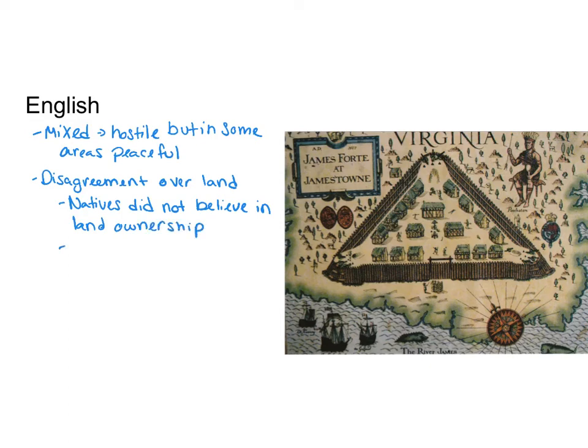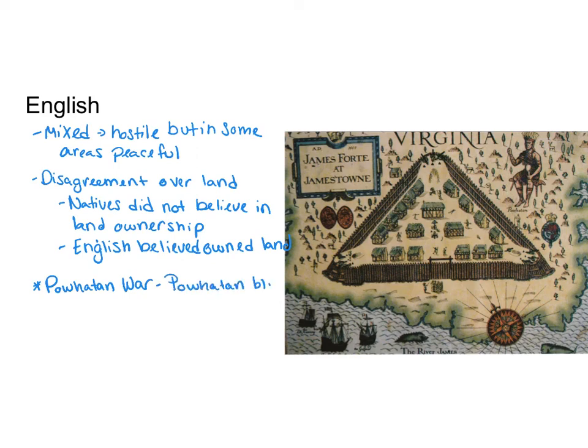The English felt that you could own the land, and the English felt that because they were the first to arrive, they did own the land. They even gave the natives gifts, which the natives viewed as essentially like a rent payment for the land. So they didn't believe in the same idea of ownership. And this led to several different disagreements with the Powhatan, and even led into the Powhatan War.